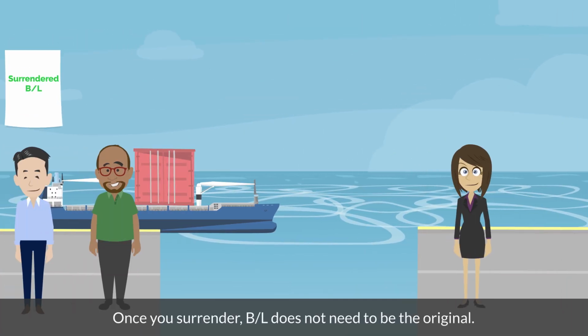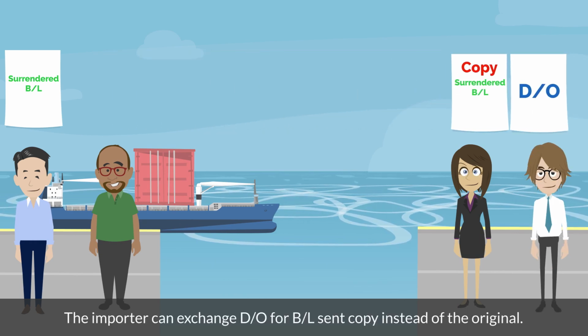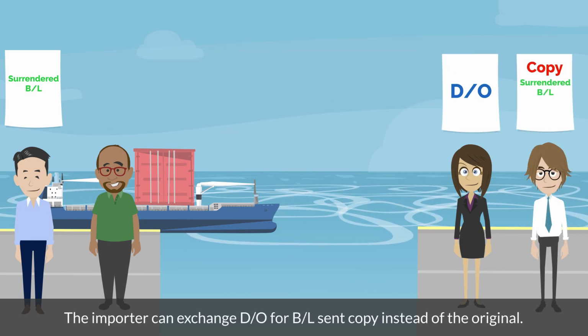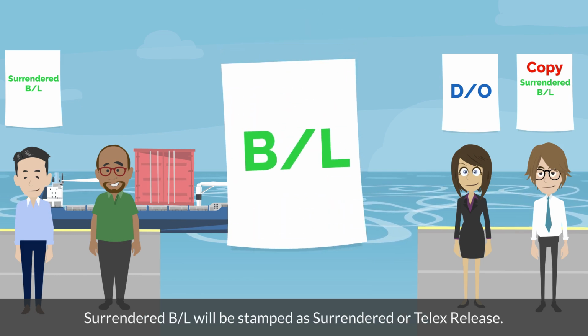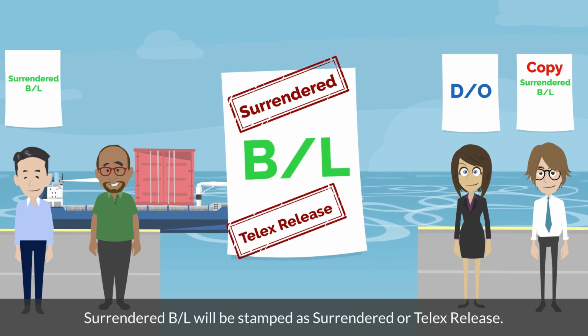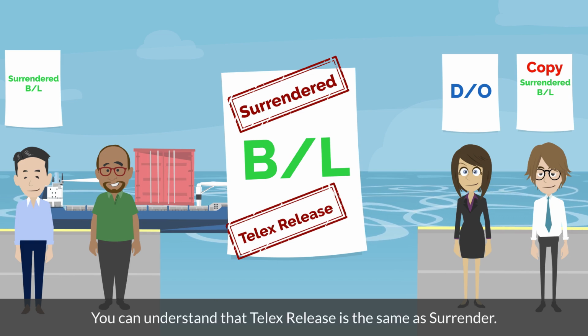Once you surrender, BL does not need to be the original. The importer can exchange DO for BL by sending a copy instead of the original. Surrendered BL will be stamped as surrendered or telex release. You can understand that telex release is the same as surrender.